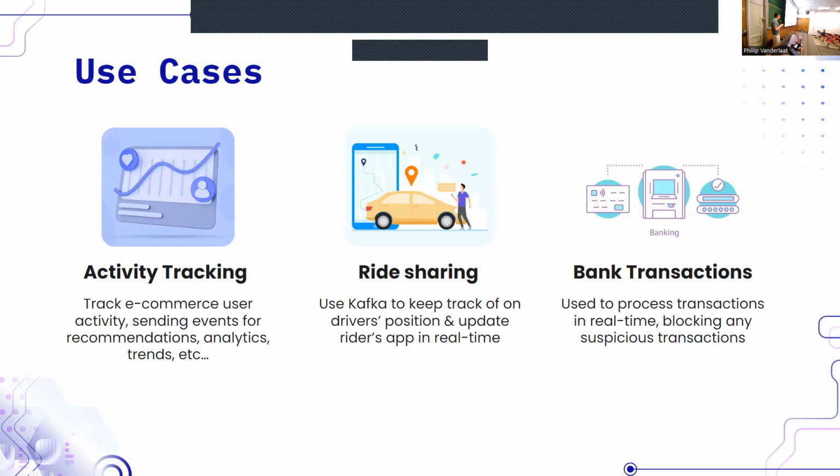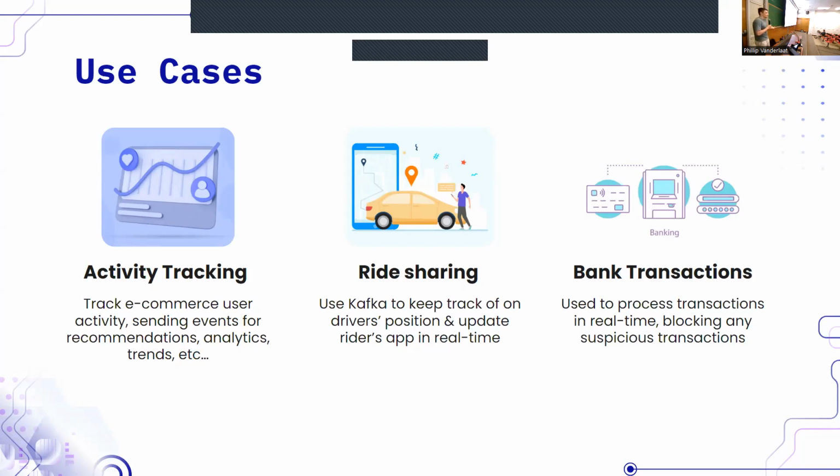Ride sharing. This is similar to what I did this past summer, where it's a delivery platform, think of DoorDash, Uber Eats, those sort of things. The idea here is, let's say you take an Uber and you see the Uber on your phone and it's constantly updating the location of that Uber ride. They're probably using something like Kafka to update that in real time. So that is one prominent use case.